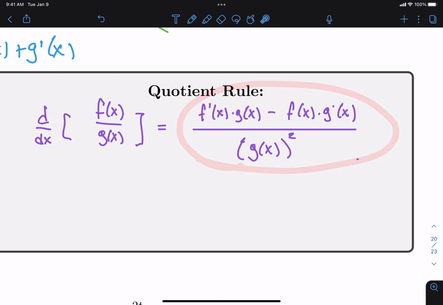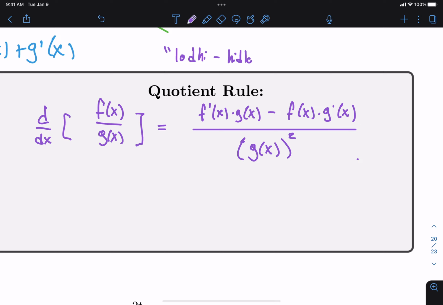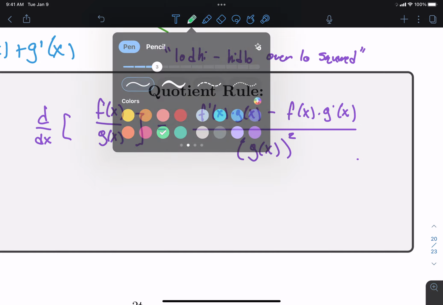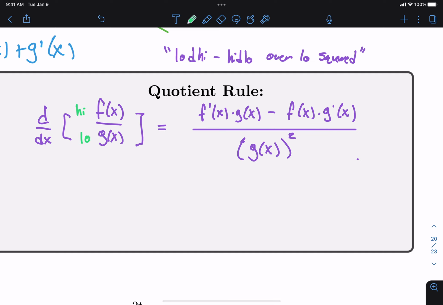So there's a couple mnemonic devices that people use for it. The one that I hear most often is the following. It says low d high minus high d low over low squared. Low squared is what I hear people say. Okay, so what they mean by that is that we call this one low and we call this one high, and this is low and this is d high, and then this is high and this is d low, and then this is low squared. Okay, that's how they say it.